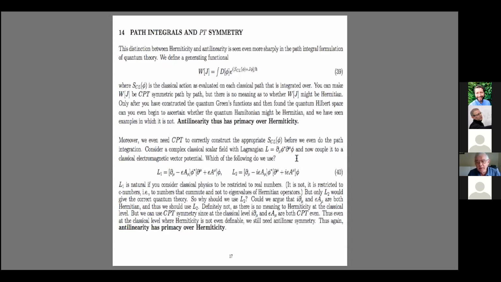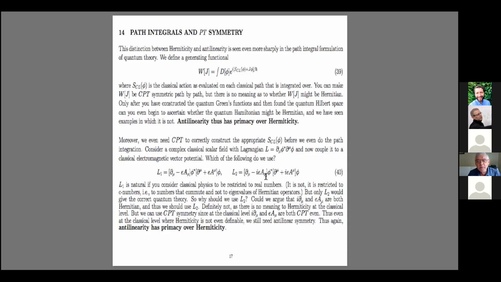Let's just look at a complex scalar field, D mu phi star, D mu phi. Now couple it to a classical electromagnetic vector potential. So we have two possibilities, D mu minus e A mu, or D mu minus i e A mu. Now we're in classical theory. So in classical theory, you restrict yourself to real numbers, and therefore you would go with L1, which doesn't have the i, rather than L2, which does have the i. And of course, it's L2 which is the one that gives the right quantum electrodynamics.